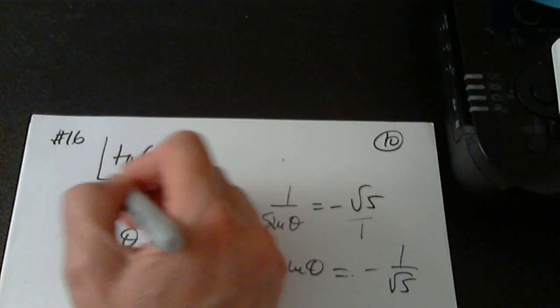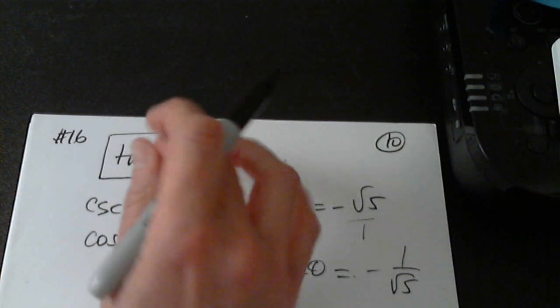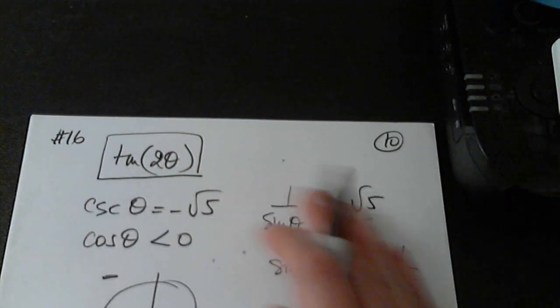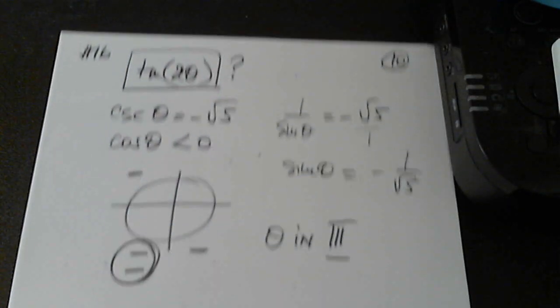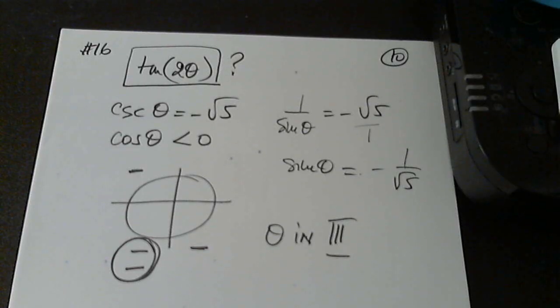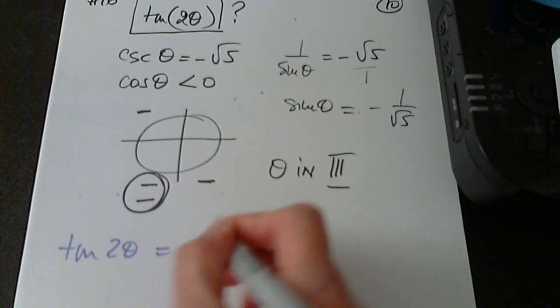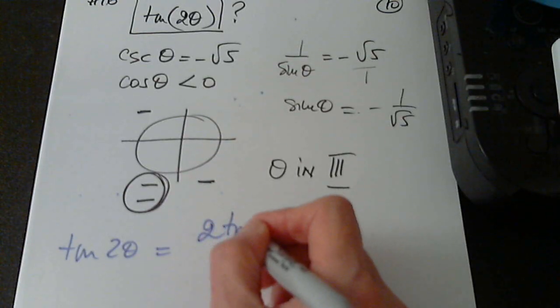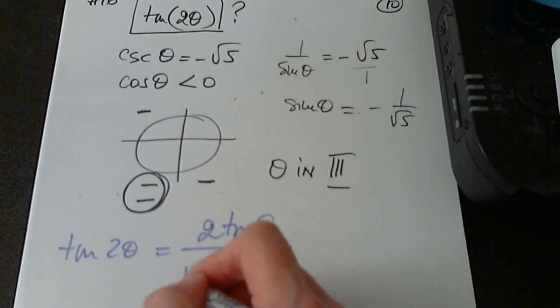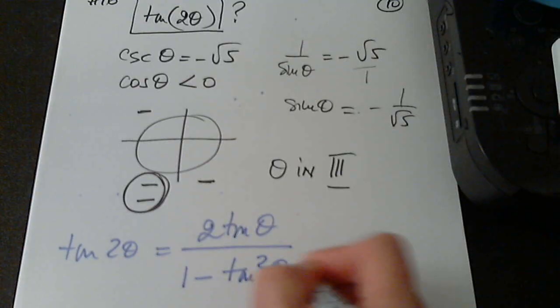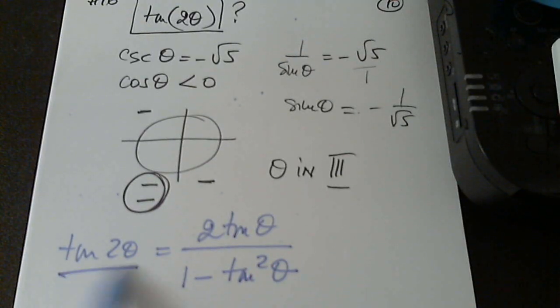Now I have to write the formula for tangent twice theta. They're giving us some information that they want us to determine this. Good. But I have to write the identity first. And the identity for tangent 2 theta is 2 tangent theta over 1 minus tangent square theta. In order to determine this, obviously I only need to determine tangent theta.